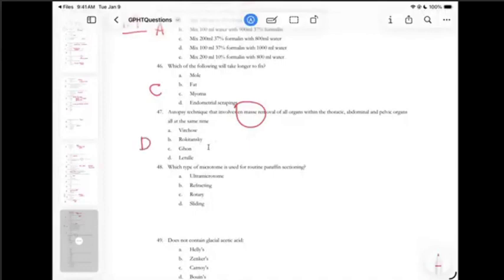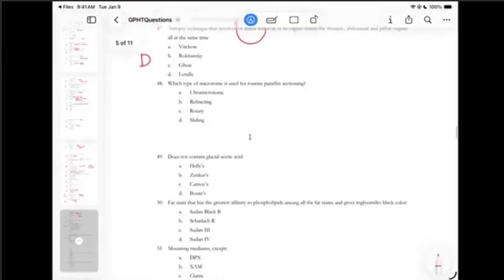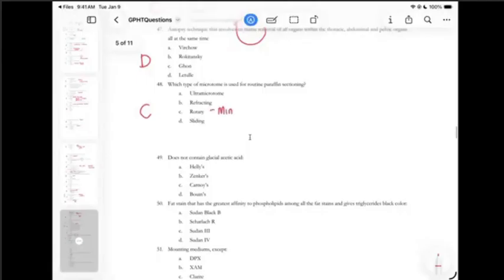So 47, letter D. 48, what microtome is used for routine paraffin sectioning? That is your rotary microtome, our commonly used microtome in the lab. It was invented by Minot. Very excellent for preparing paraffin sections, and also excellent in producing serial sections. So 48, letter C. Number 49, which does not contain glacial acetic acid.